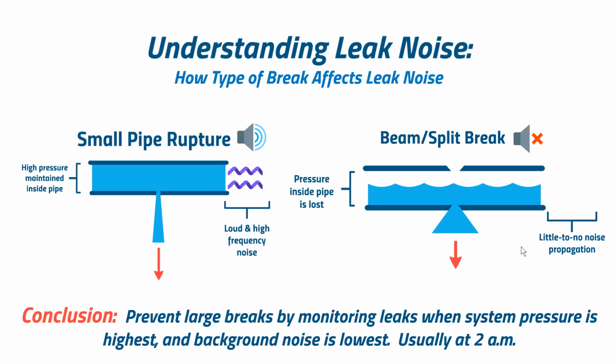So the conclusion is, you prevent your large breaks by monitoring the leaks when they're small and the system pressure is highest. Thus, you're attempting to find those leaks when the listening environment is ideal. If you're doing overnight listening, you can do this usually at 2 a.m., 3 a.m. in the morning. This is theoretically when your system pressures are highest, because your service draws, your consumption, is lowest at that point.